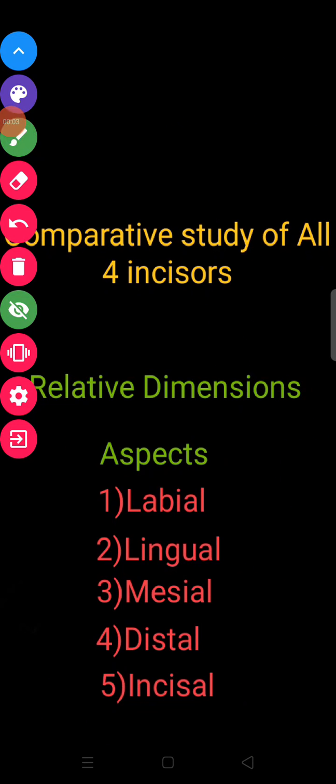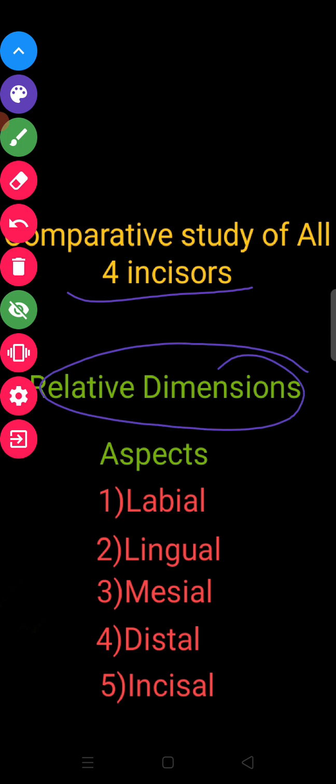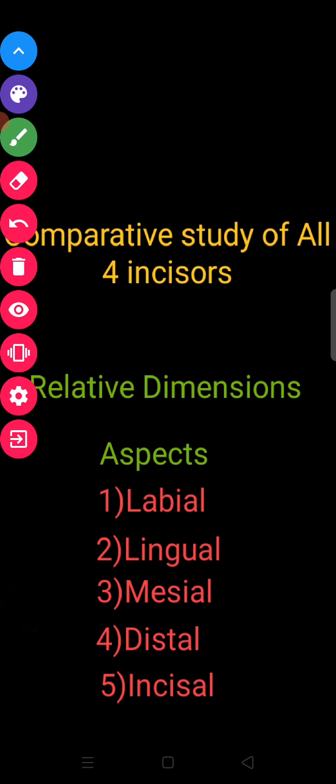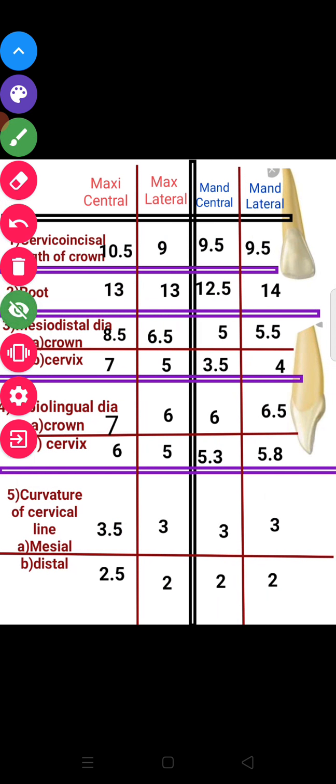Hello guys, this lecture is concerned with dealing with all the four incisors in one go. We'll initially talk about the relative dimensions of all the four incisors, and then we'll go with dealing with all the five aspects. So let's get started. Let's talk about the dimensions.